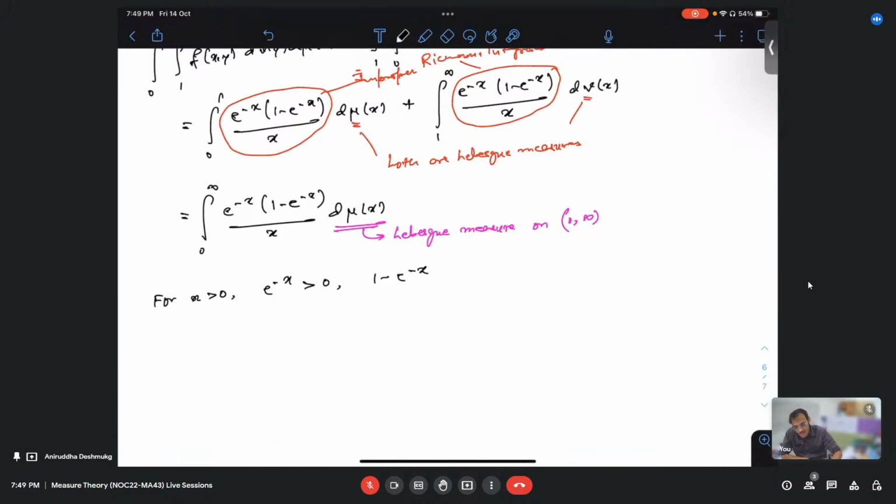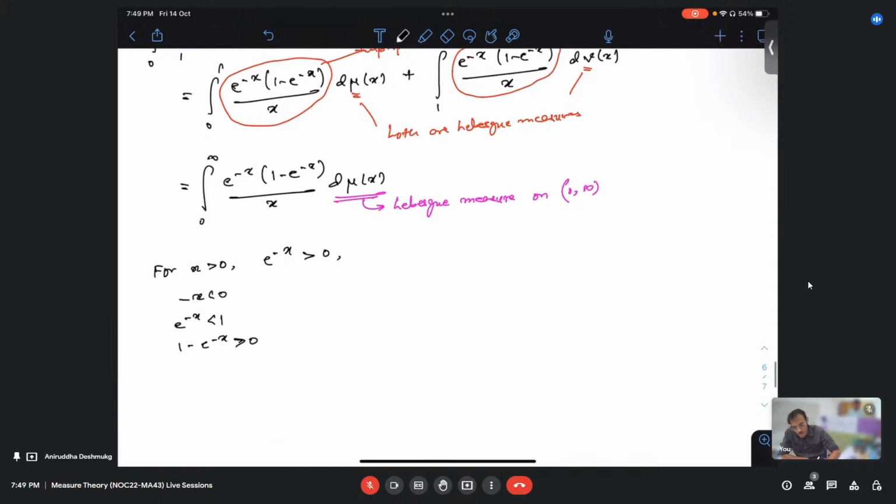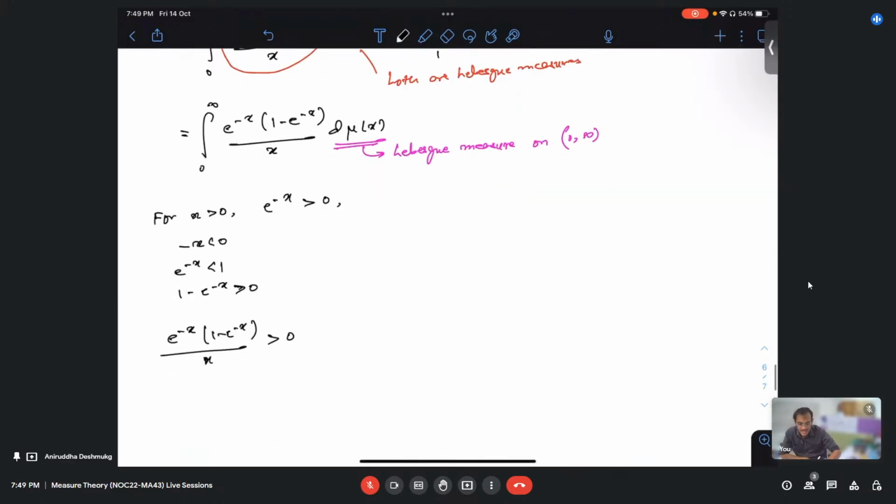Correct, although one must argue why. Minus x would be negative, so e to the power minus x would be less than 1, and therefore 1 minus e to the power minus x is bigger than 0. So their product is bigger than 0, and hence the integral is bigger than 0.